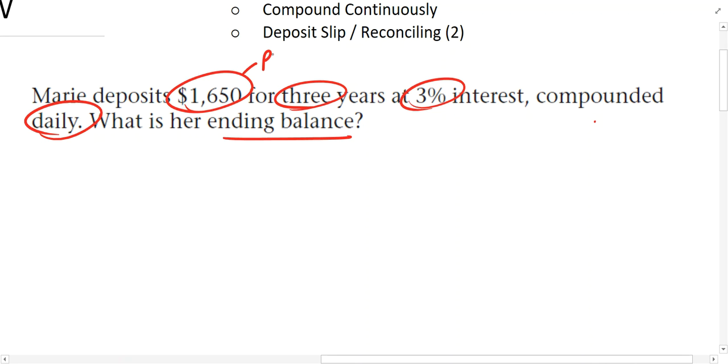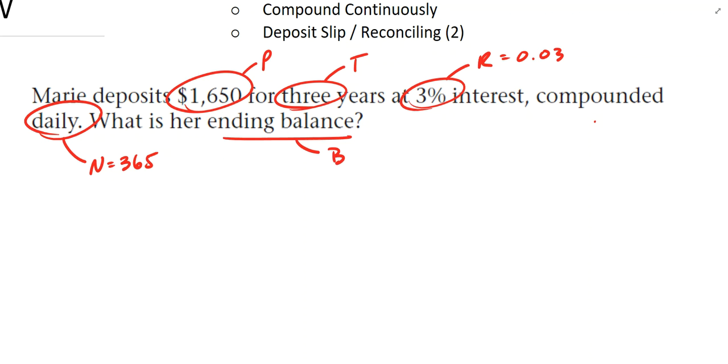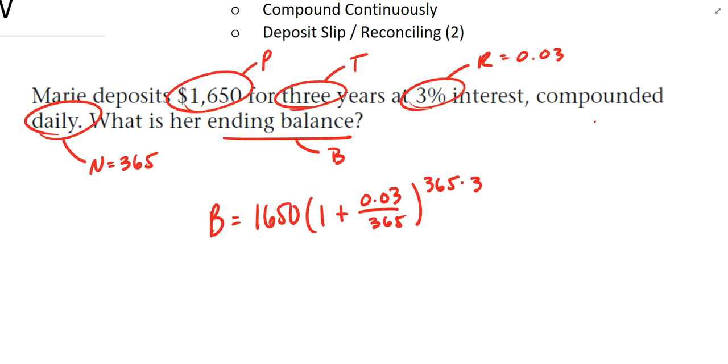Well, we have the principal, our starting amount. We have T, our time. We have R, our rate, 0.03. The N value for daily is 365, and our goal is to calculate B. Pause the video now and set up this expression. Check your work in just a moment. And this would be an appropriate setup.